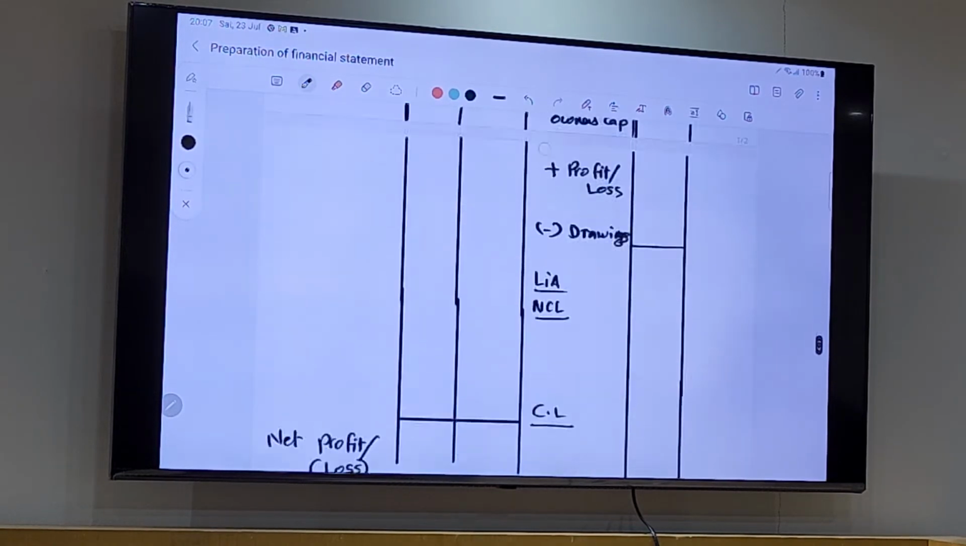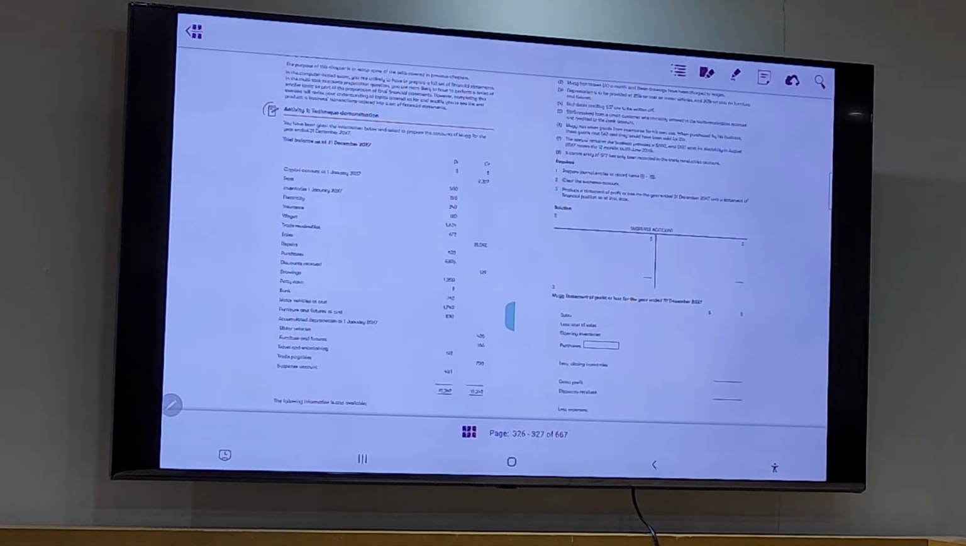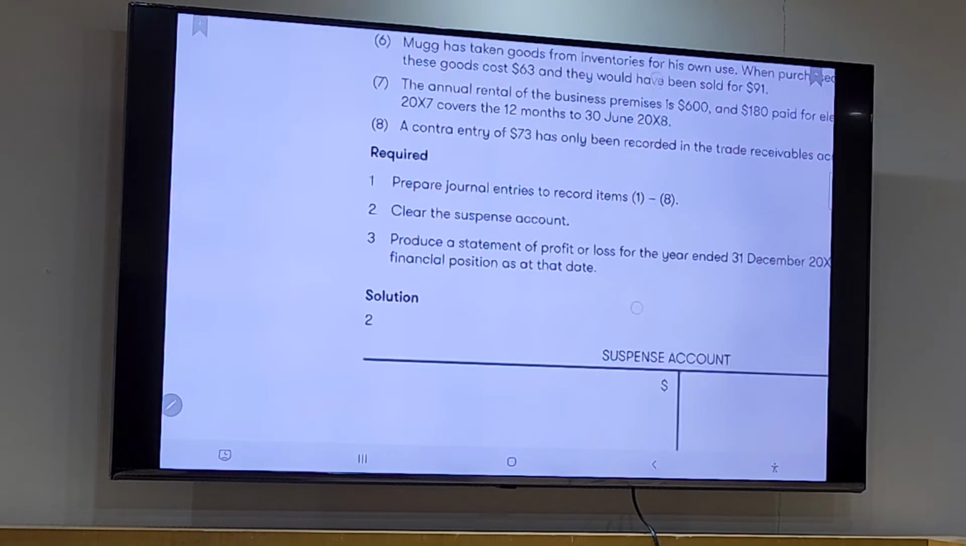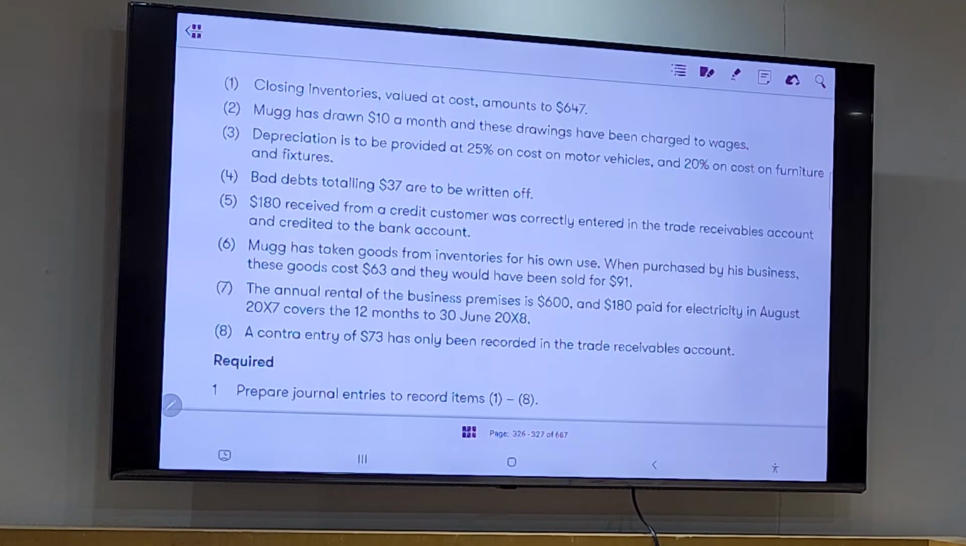Next step, they want us to do the journal entries. We will come to the substance account, but the requirement is saying prepare journal entries to record items 1 to 8. Now let's go to the very first item. What is the journal entry we need to record? It's a closing inventory. What should we do?